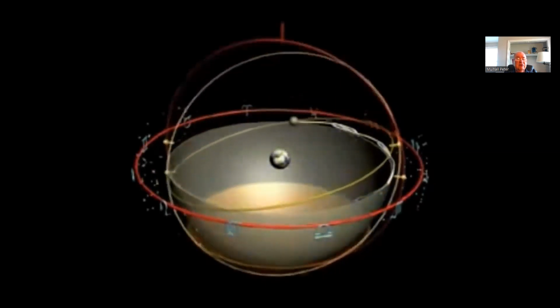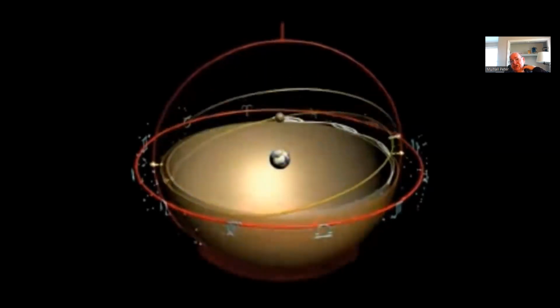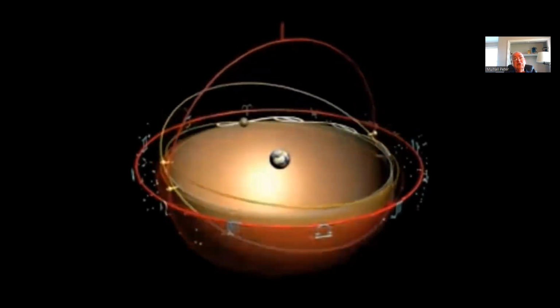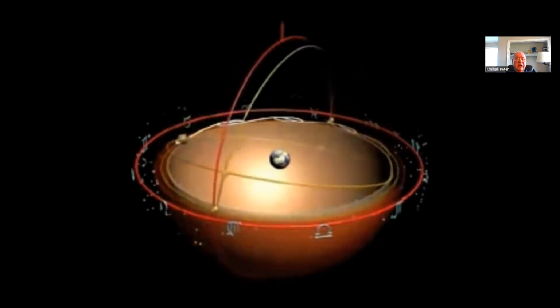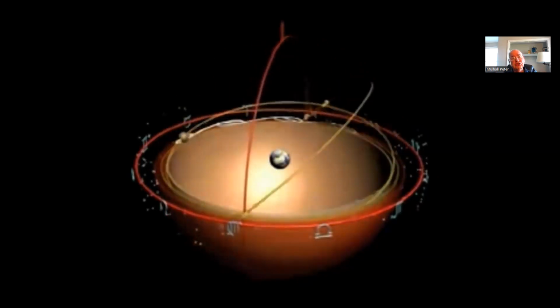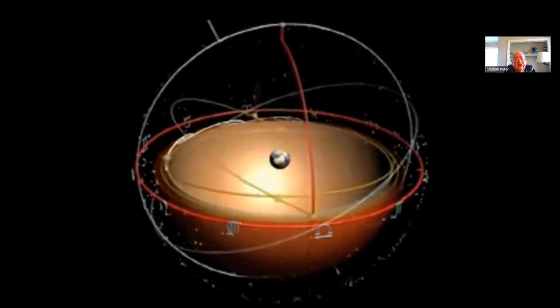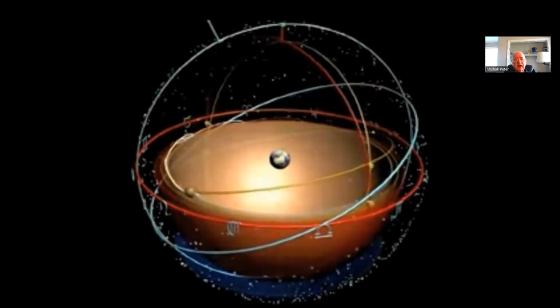Eudoxus was a contemporary of Plato, actually at one time a student of Plato, and Plato charged his students in the world to create a model of the sky. The phrase that's come down to us is to save the appearances, to create a mathematical model which will describe what we see in the sky every night. And this was the first attempt, this very beautiful, complex attempt by the great mathematician Eudoxus.